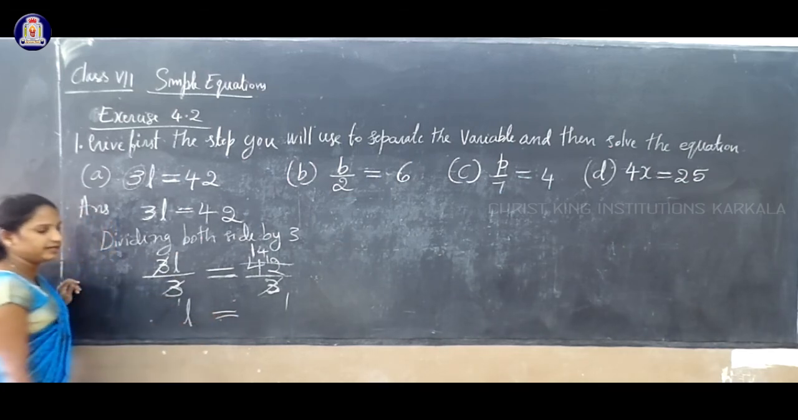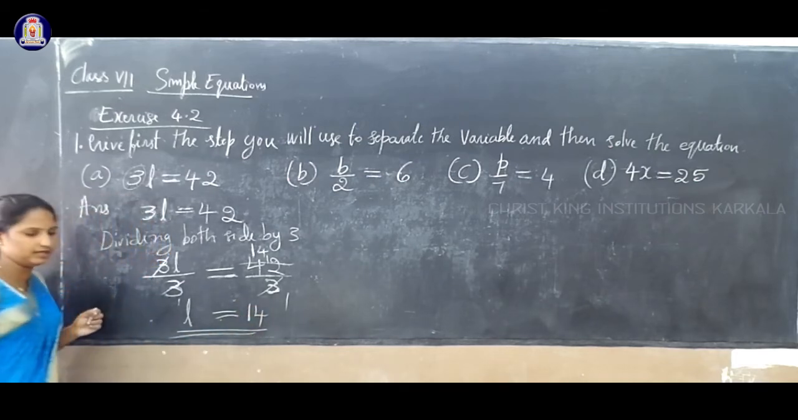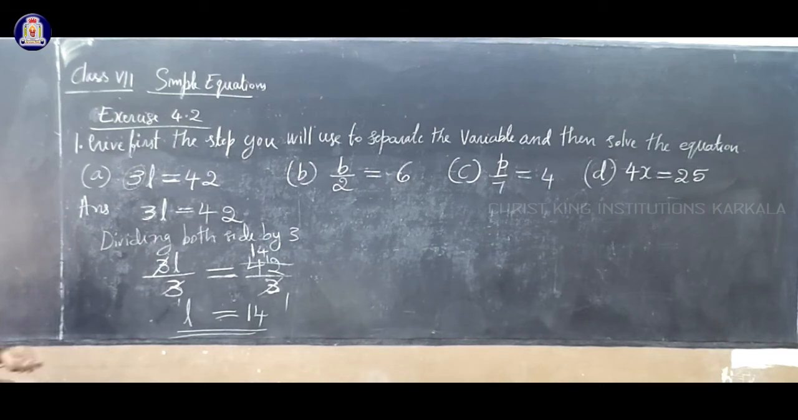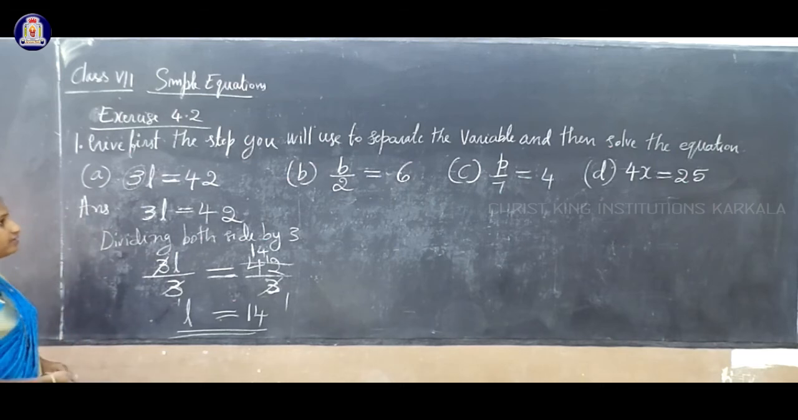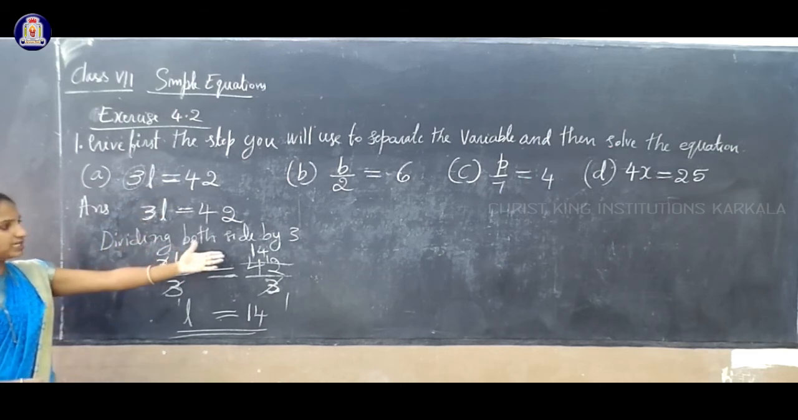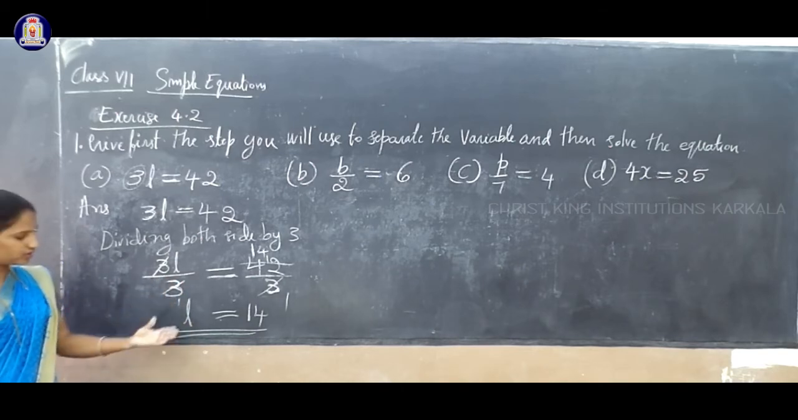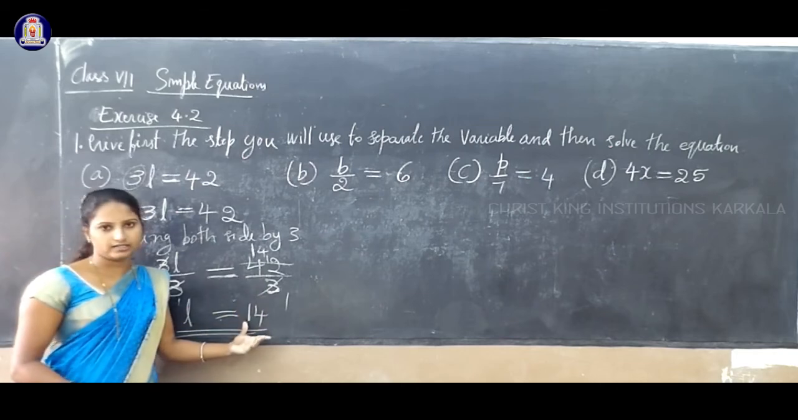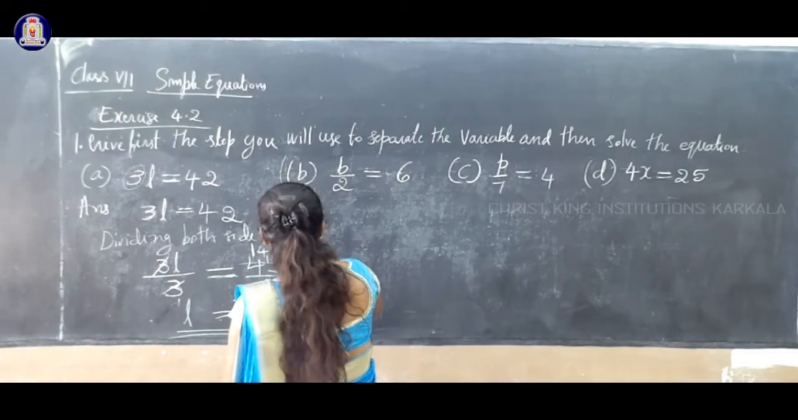Remaining L, and on the right hand side it is 14. So the value of the variable L is 14. Okay, so L is equal to 14. First what we did, we have to separate the variable and then solve the equation. So 3L is equal to 42. Dividing both the sides by 3, we get only L remaining. L by 1, that will be L. So L is equal to 14. Clear?